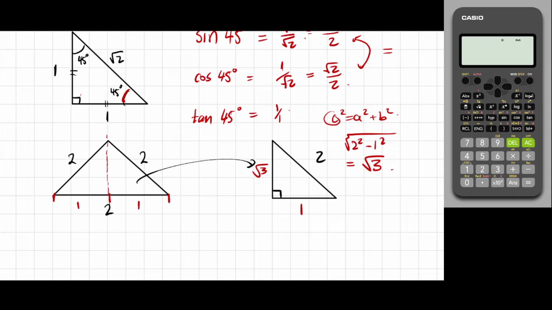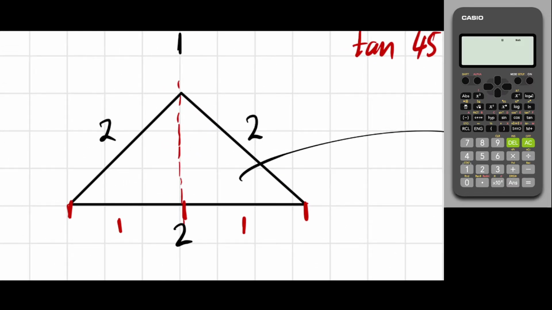Alright, so now that we've got this triangle, what else do we know about the original equilateral triangle that we started with? Well, if it's an equilateral triangle, then every single angle in here is equal to 60 degrees. That's because it's equilateral. They've got all the same things.